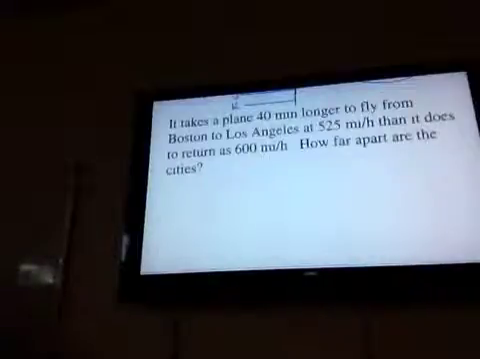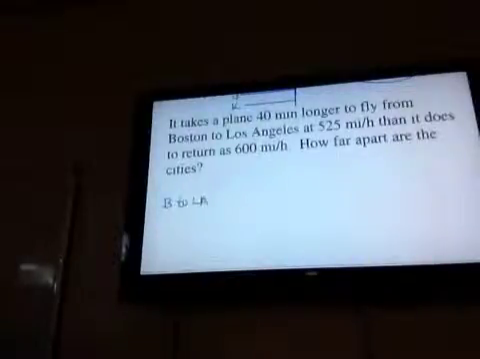It takes a plane 40 minutes longer to fly from Boston to LA at 525 miles per hour than it does to return at 600 miles per hour. How far apart are the cities? All right, so we're doing a round trip here. We're going from Boston to LA and then LA to Boston. So I'll set my chart up, B to LA, LA to B. Or you can just put there and back, whatever you like to label it as.